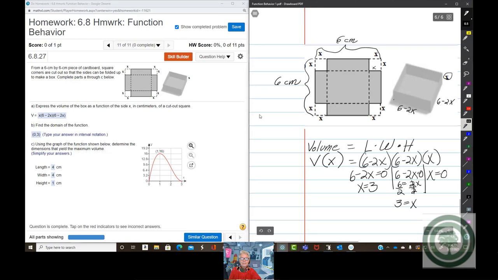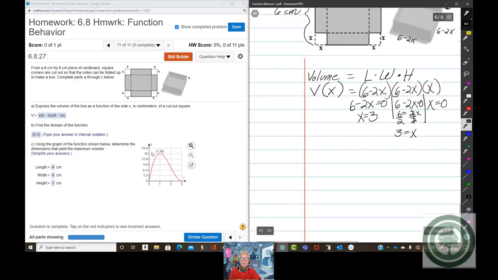All right, so what does this tell us? This tells us this. X cannot equal 0. And X cannot equal 3, but X can equal all the numbers in between. So the domain is 0 to 3.